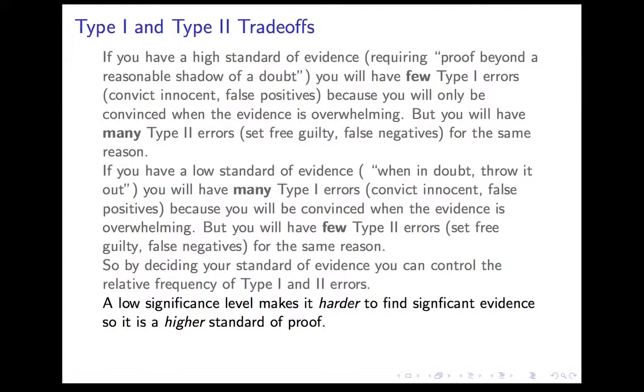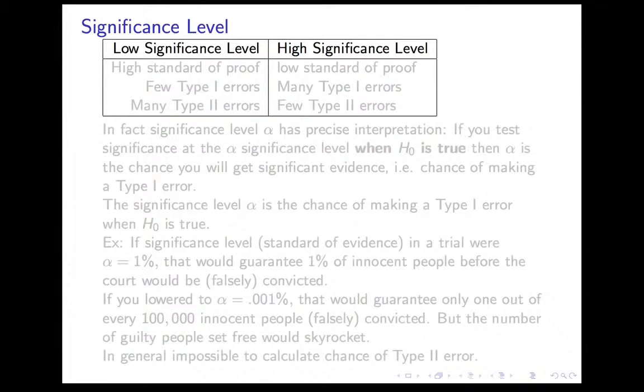the courtroom trial standard of proof, beyond a reasonable shadow of a doubt, corresponds to some very, very low significance level, and the blood testing standard of "when in doubt, throw it out" corresponds to a very high significance level. Just to review that, low significance level corresponds to a high standard of proof, and a high significance level to a low standard of proof.